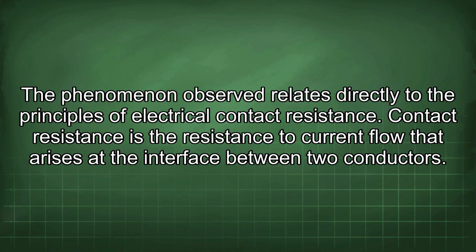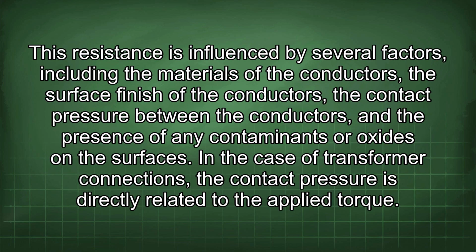The phenomenon observed relates directly to the principles of electrical contact resistance. Contact resistance is the resistance to current flow that arises at the interface between two conductors. This resistance is influenced by several factors, including the materials of the conductors, the surface finish of the conductors, the contact pressure between the conductors, and the presence of any contaminants or oxides on the surfaces.